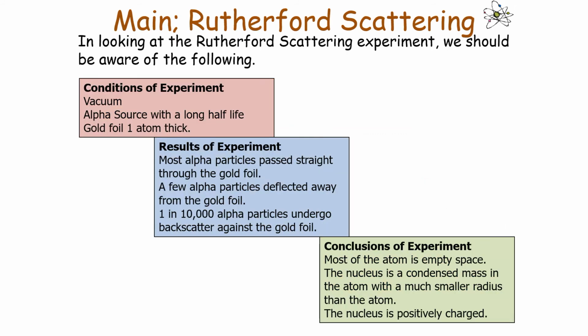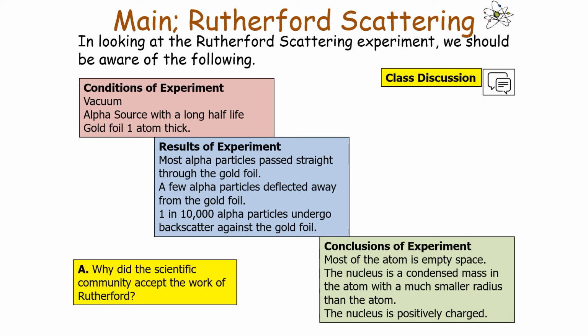So let's just clarify what the Rutherford scattering experiment is. You need a vacuum, an alpha source with a long half-life, and gold foil 1 atom thick, and when we carry out the experiment of firing alpha particles at gold atoms, most of the alpha particles pass straight through the gold foil because most of the atom is empty space. A few alpha particles are deflected away from the gold foil because the nucleus is positively charged, and 1 in 10,000 alpha particles undergo backscatter against gold foil because the nucleus is a condensed mass in the atom with a much smaller radius than the atom.